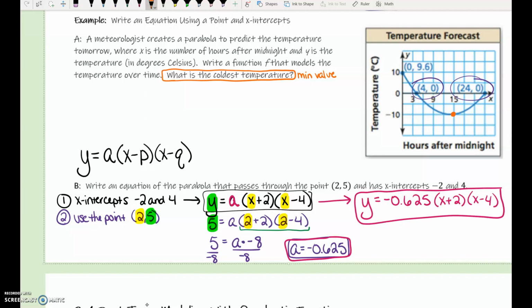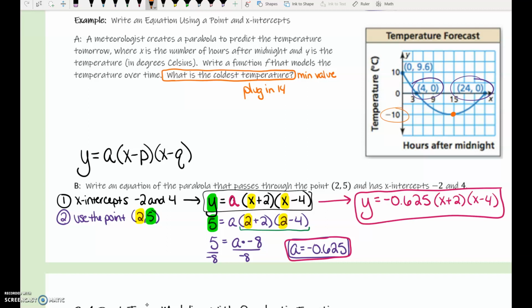Now you can probably look at this picture and see that the coldest temperature is -10. But what they want you to do is find the average between 4 and 24. What's halfway between 4 and 24? Anyone know that off the top of their head? 4 plus 24 is 28. Half of 28 is 14. They want you to plug in 14 into the equation that you created. So they want you to plug in 14 to see what y value you get. That y value would be the minimum value. That would be the answer to that question.